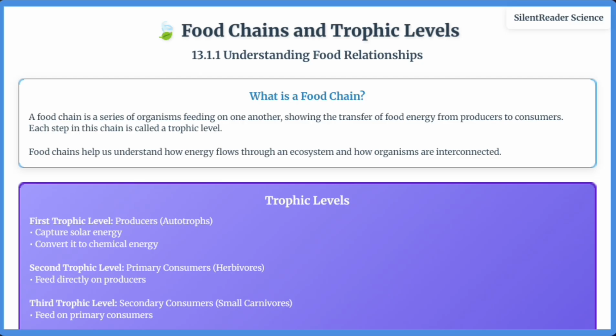The third trophic level consists of secondary consumers or small carnivores that feed on primary consumers. The fourth trophic level consists of tertiary consumers or large carnivores that feed on secondary consumers.